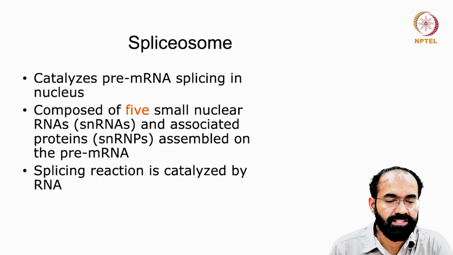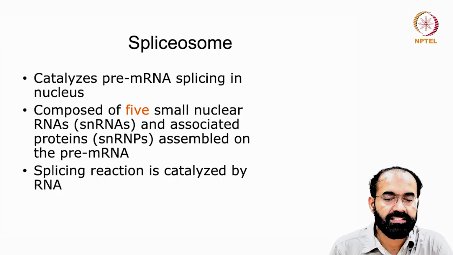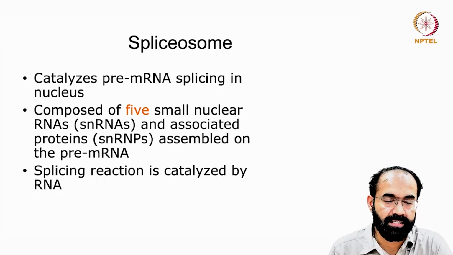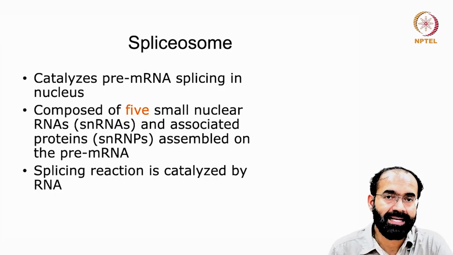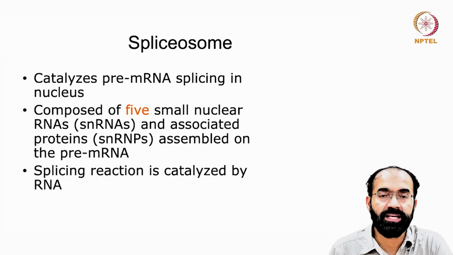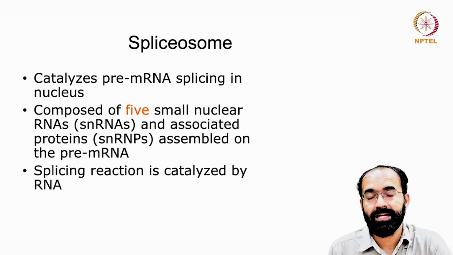Now the spliceosome in general has components that are both RNA and protein in nature. It catalyzes the pre-mRNA splicing, usually taking place in the nucleus. It is composed of 5 small nuclear RNAs. We call them snRNAs because they have a role in the formation of the spliceosome, and they have associated proteins. The snRNAs are now referred to as snRNPs, and they assemble on the pre-mRNA in a stepwise manner. The spliceosome is not present in a pre-made fashion.